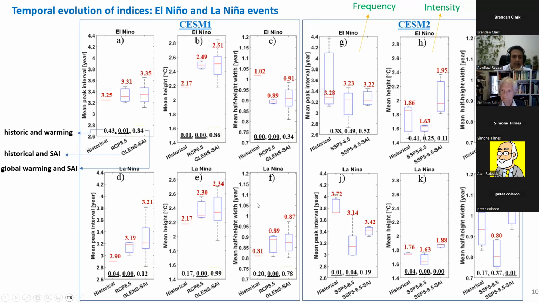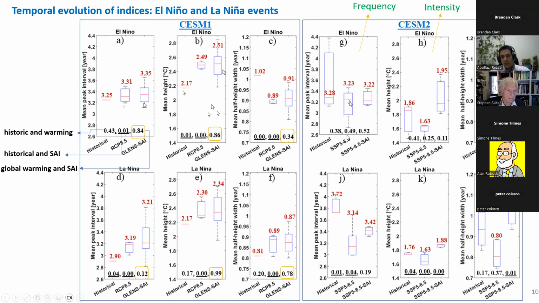Please take a look at the third value on the left panel. You can see that all these values are larger than 0.05, meaning that the changes between the global warming and psi are not statistically significant. This is telling us that psi is not effective in CIS1, but the results from CIS2 are a little bit different.